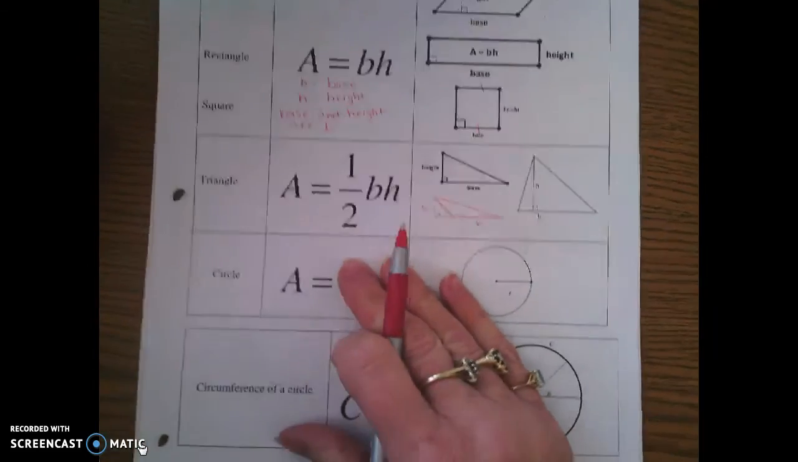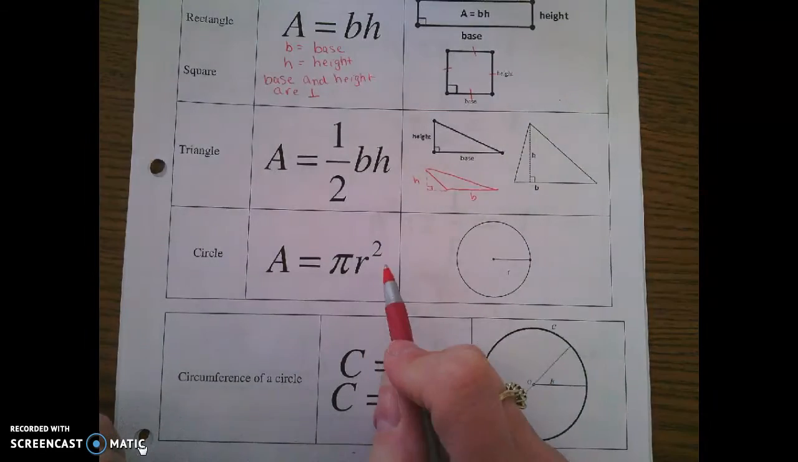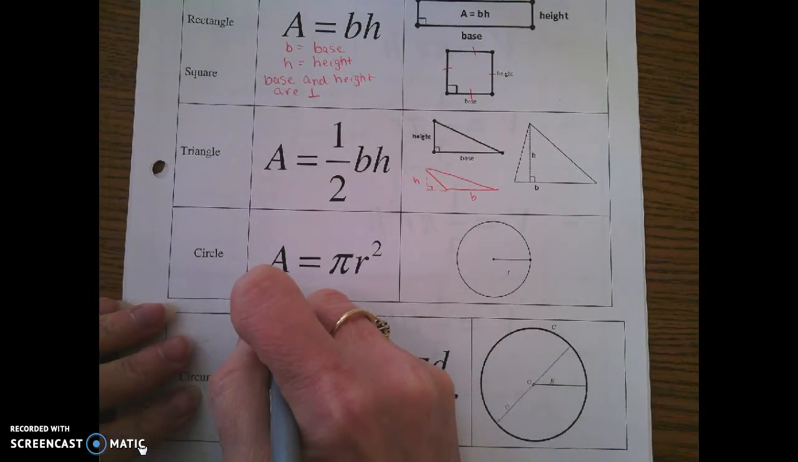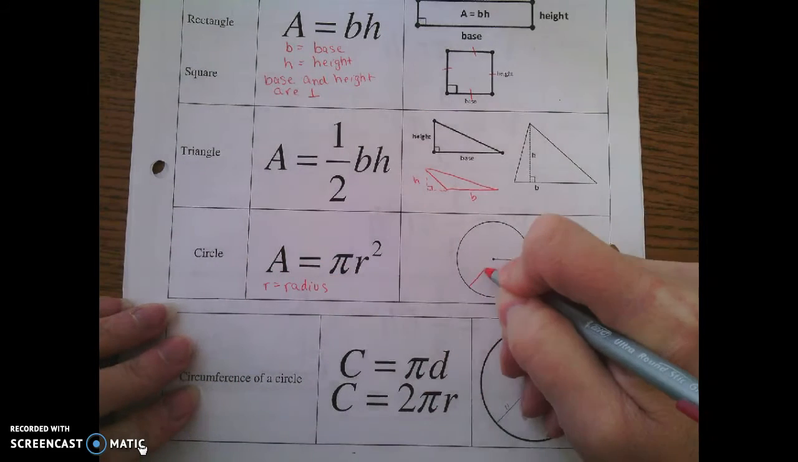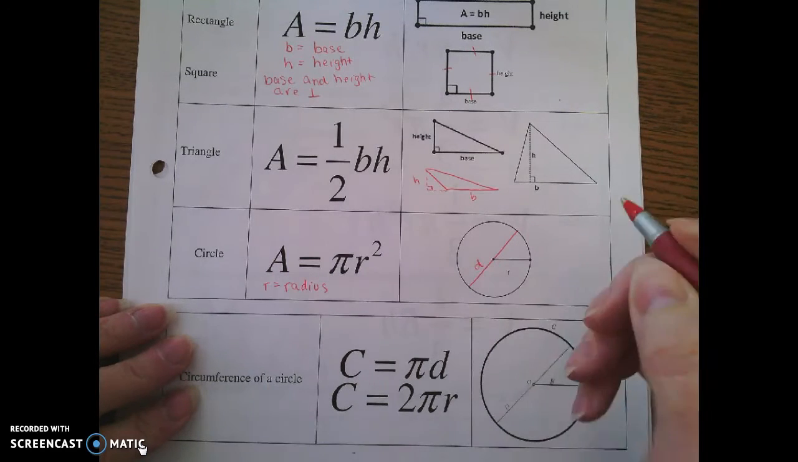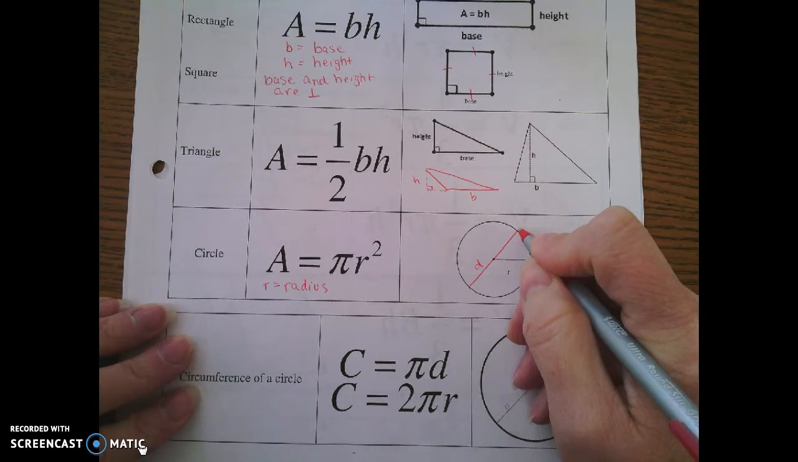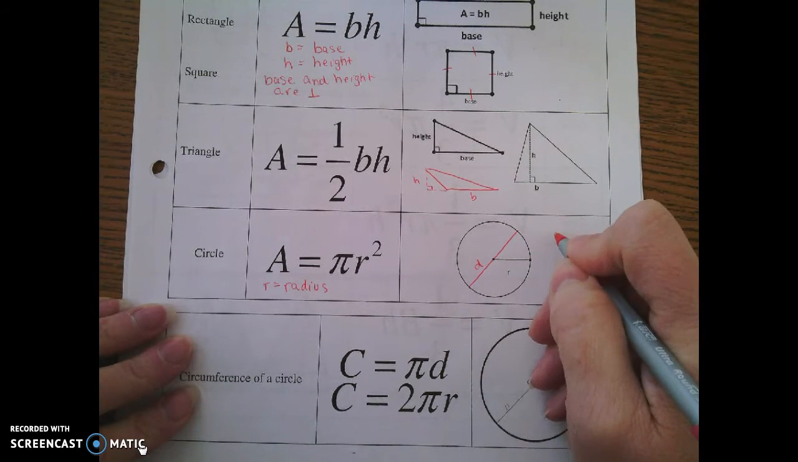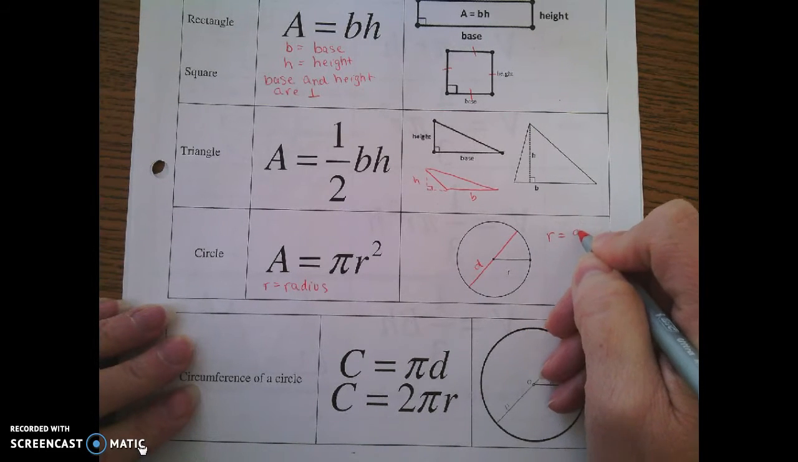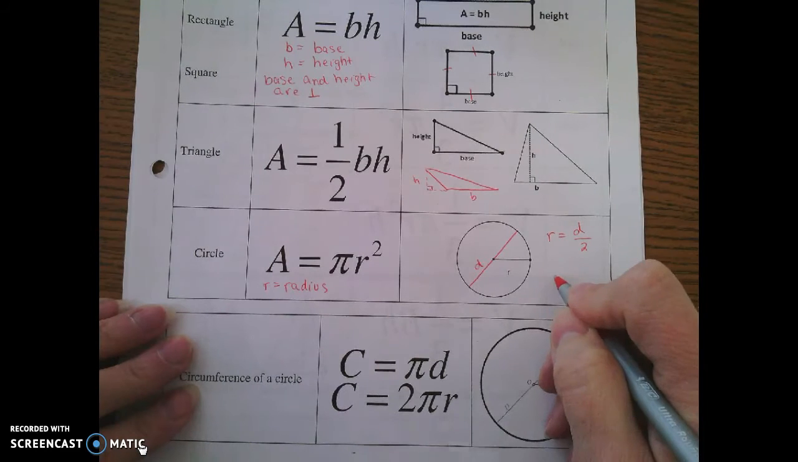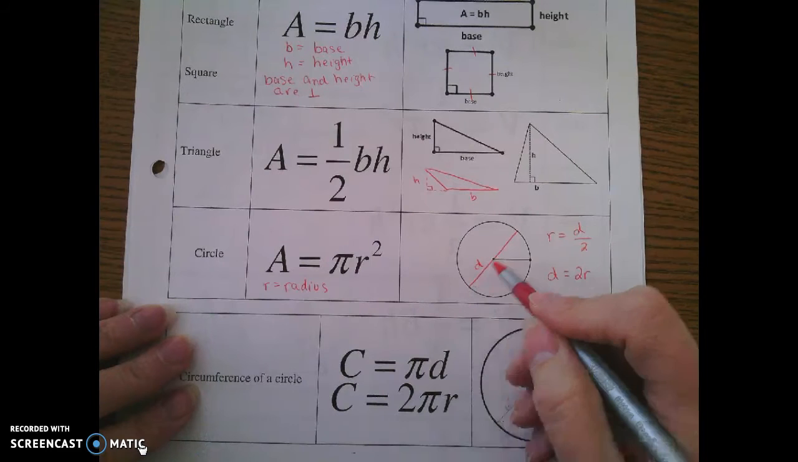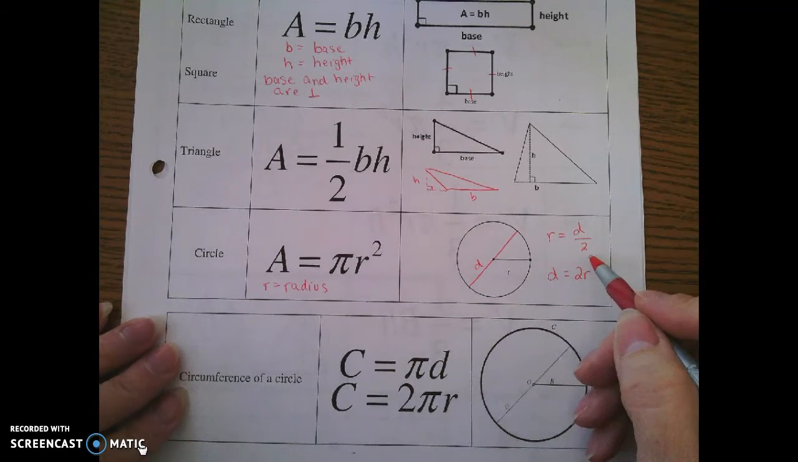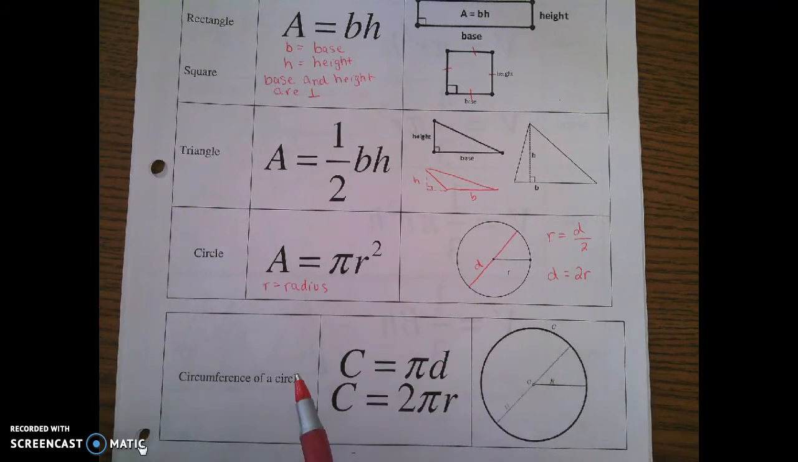All right, a circle is the formula pi r squared. R is your radius. Now sometimes the diameter is drawn. Diameter goes all the way across the circle through the center. So you need to know the relationship between diameter and radius. A radius is your diameter divided by 2, or a diameter is 2 times your radius. So you just have to be aware that if they give you the diameter, you have to divide it by 2 to get the radius to put in your formula.